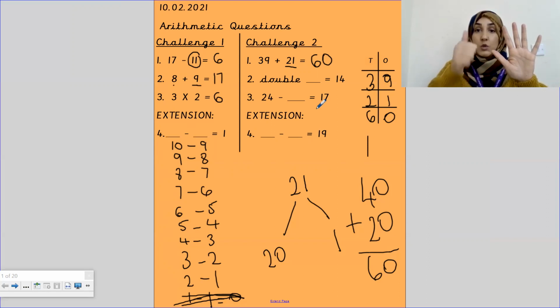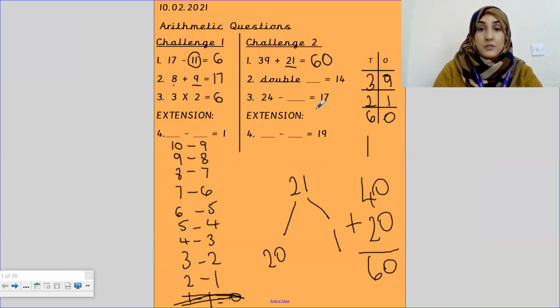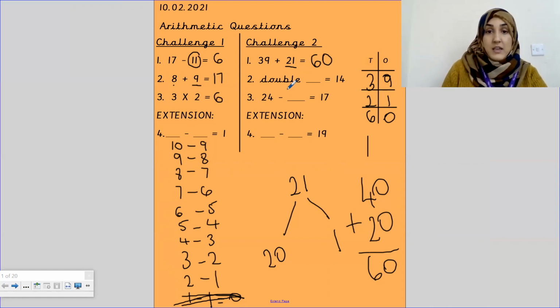So that's 10, 12, 14. So double 7 equals 14. That's another way that we could figure that question out.